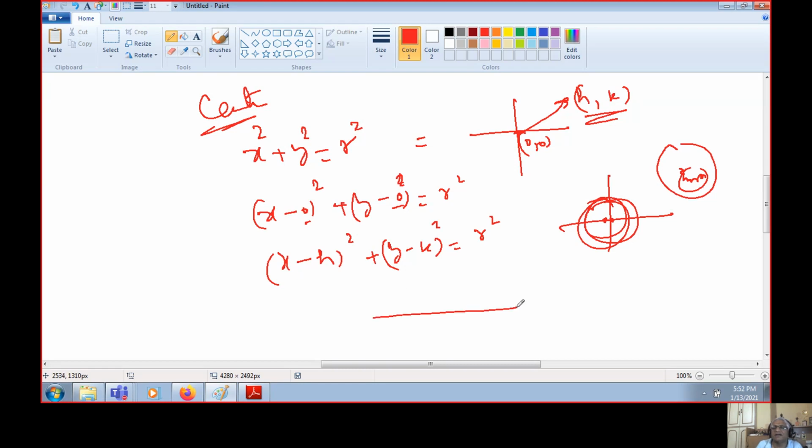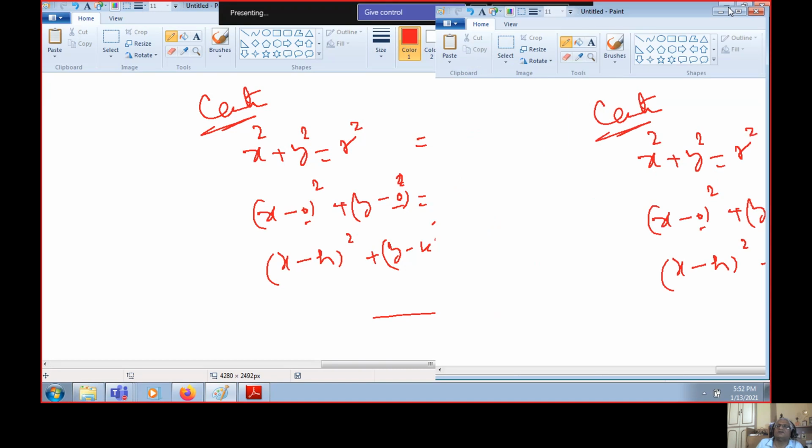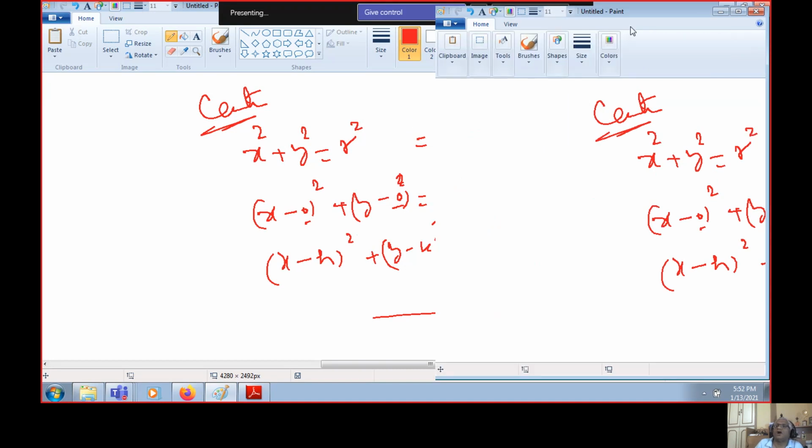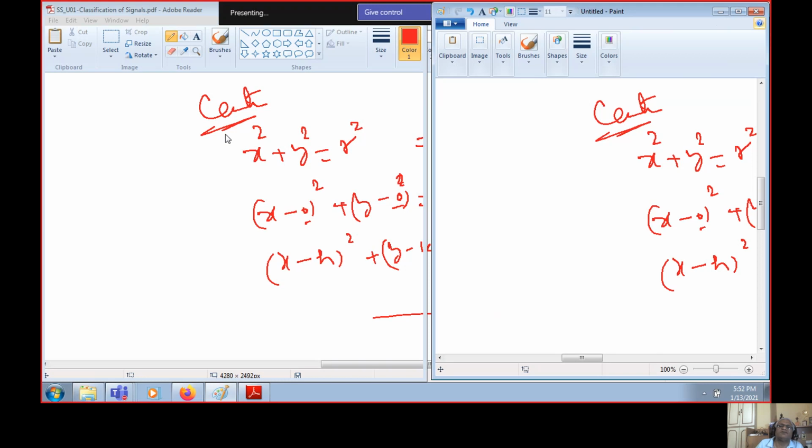In a similar manner, if you take only a single axis, you will see that if this is g of t, and supposing this is a, this is g of t minus a. So use this knowledge to plot these waveforms. So we will get them now here. Just 1 second.